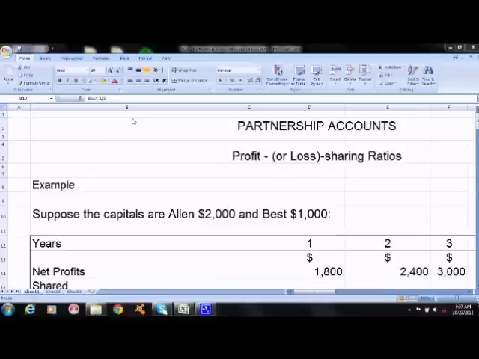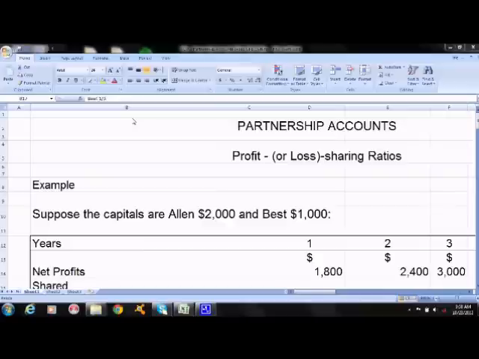Although partners can in fact agree to share profits or losses in any ratio that they desire, it is often thought by students of accounts that profits should be shared in the same ratio as that in which capital is contributed. So, for example, in this case, Allen contributes 2,000 and B contributes 1,000. Many people would share profits in the ratio of 2/3 to 1/3.